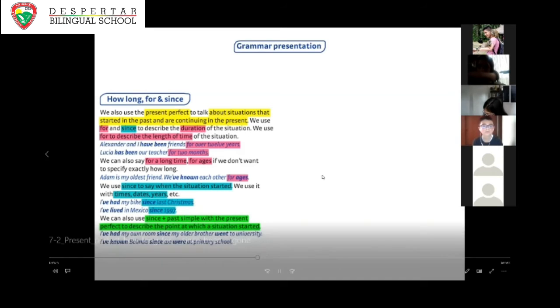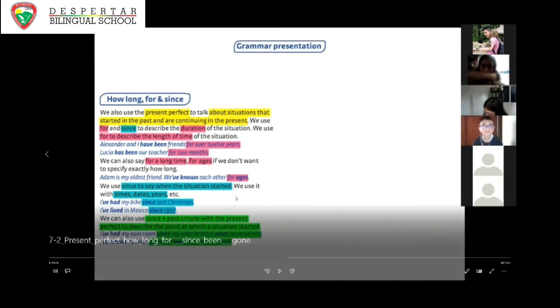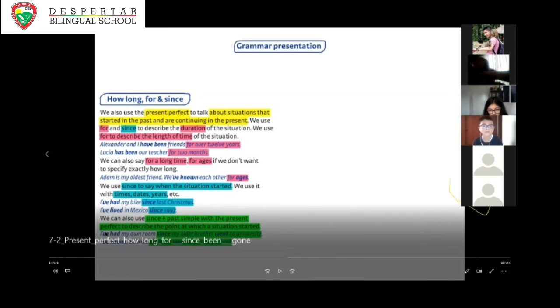I've had my own room since my older brother went to university. I've known Belinda since we were at primary school. Can you see? I've had my own room since. Entonces tenemos primero la oración en present perfect, perdón, la oración de sentence in present perfect. Usamos el since y luego tenemos la oración en pasado simple. My older brother went to the university. The next one. I have known Belinda since we were at primary school. Yo he conocido a Belinda desde que nosotros estábamos en la primaria.